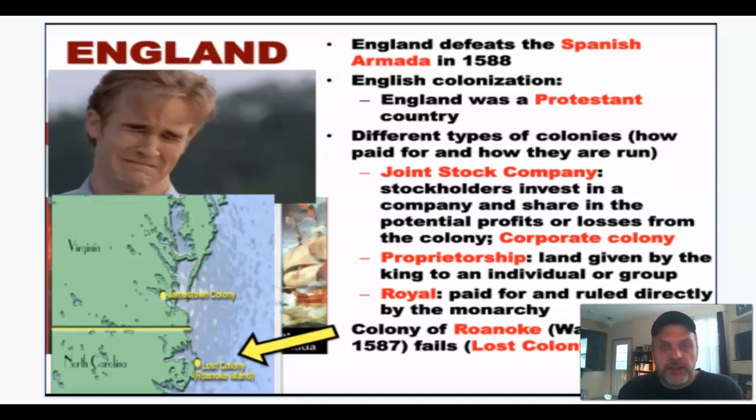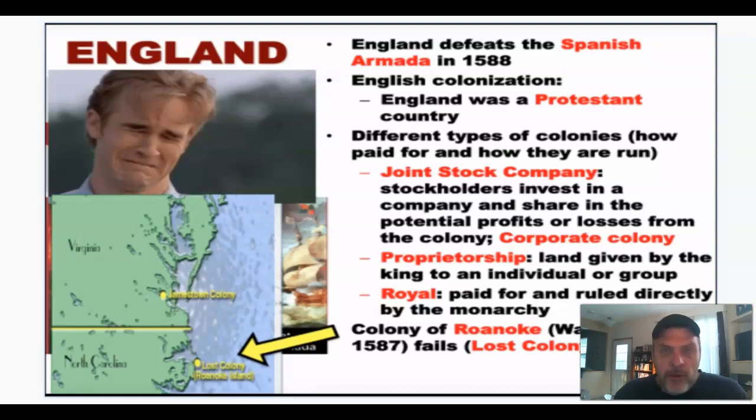The Spanish and Portuguese kind of laid the groundwork for colonization in North America and South America, and that inspired the French and the Dutch and the English to do the same. The Spanish Armada defeat was a key naval victory for the British because it allowed them to pursue their interests in colonizing North America eventually. And England, we know, was a largely Protestant country, right? Unlike Spain, which is largely Catholic.